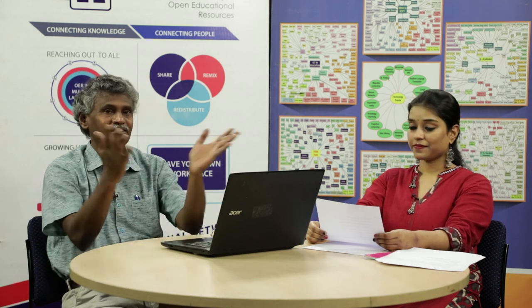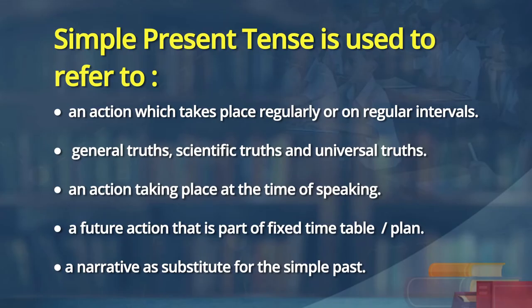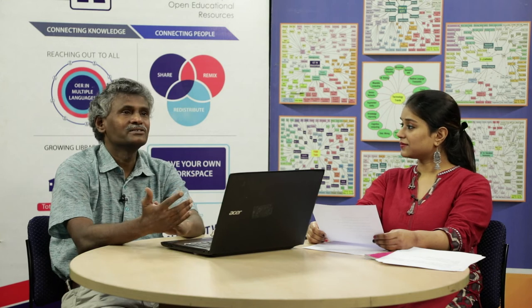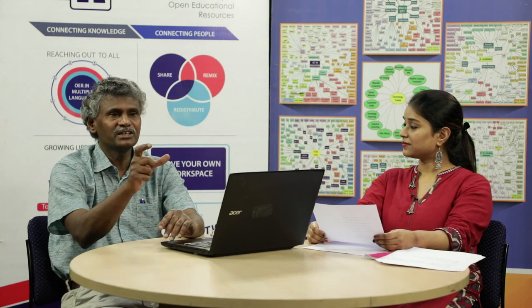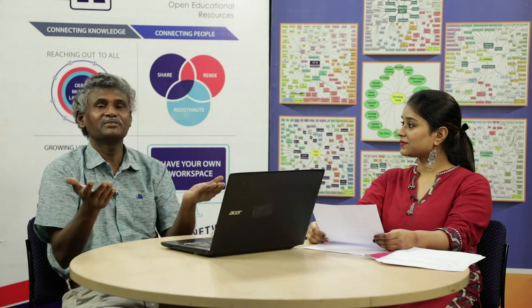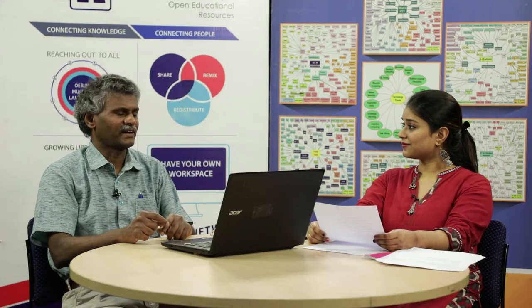Then, the last one. Simple present tense is used to refer to a narrative as a substitute for the simple past. Sometimes you refer to a film you watched or a novel you read. So, the hero goes there, he marries her. You say it in present tense. They are past events, but you say, for example, Gandhiji moves around the world. Or you say, he moved around the world, fine.